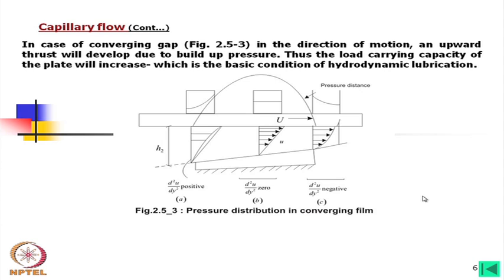So, in case of a converging gap in the direction of motion, an upward thrust will develop due to the built-up pressure. Thus, the load carrying capacity of the plate will increase, which is the basic condition of hydrodynamic lubrication. We call this hydrodynamic lubrication. Contrary to that, there is also hydrostatic lubrication, and in many fluid power components there are hydrostatic lubrications. These are done by creating a hydrostatic pressure from an external source.